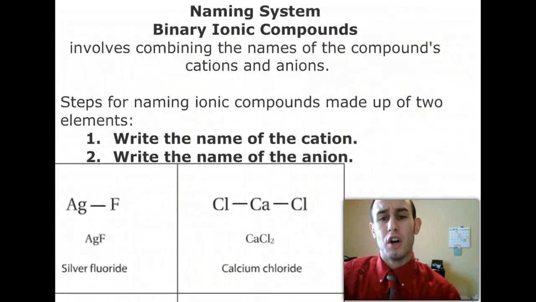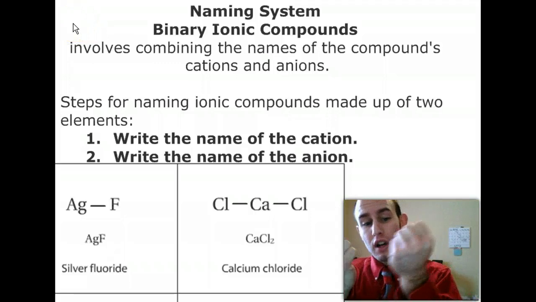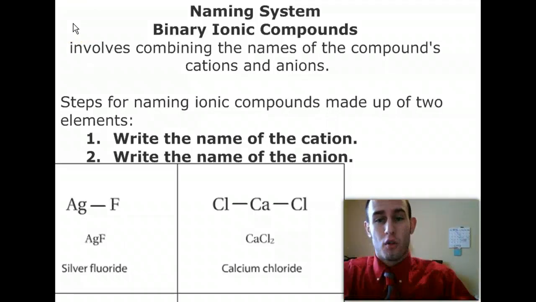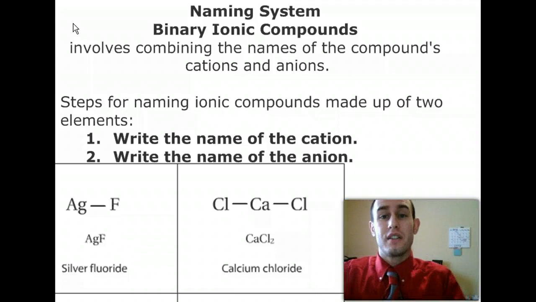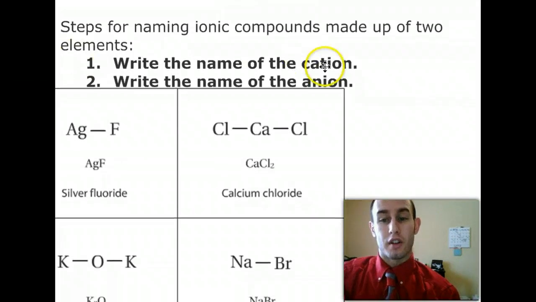Let's move on now to binary ion compounds. We're going to take two separate ions now and stick them together. They're going to form a compound, and we need to know how to name those. So basically, all that requires from us is to write the name of the cation first, followed by the anion. Remember, anions, you drop the ending and add IDE.